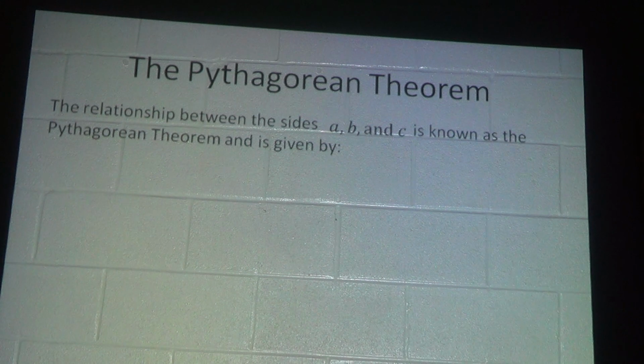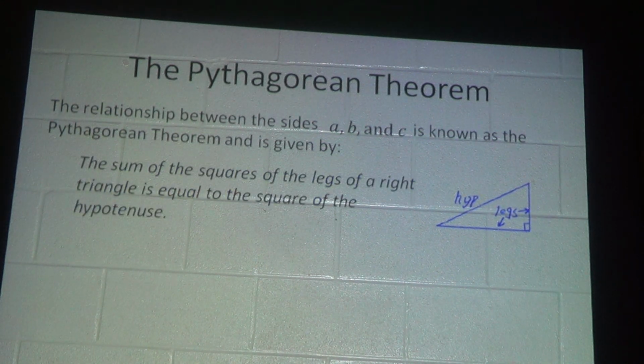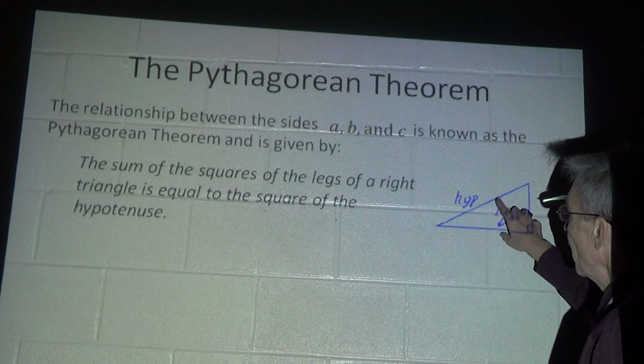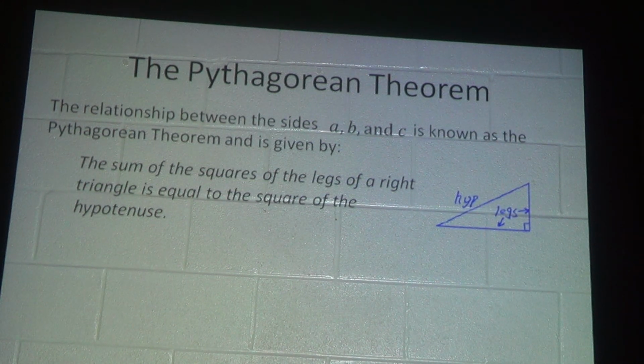Okay, the relationship between the sides A, B, and C is known as the Pythagorean Theorem and is given by this particular formula, which is the sum of the squares of the legs of a right triangle is equal to the square of the hypotenuse. So that means that you square each of the lengths of these legs, add those together, and that's going to be equal to the length of the hypotenuse squared. Okay, that's summarized algebraically as a squared plus b squared equals c squared.